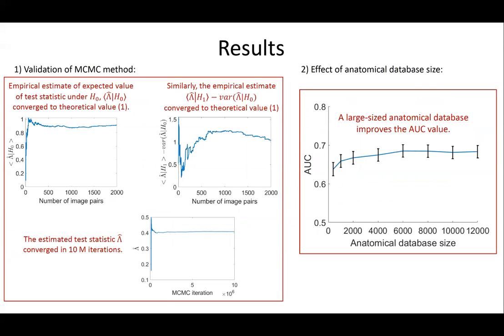We also checked the convergence of the test statistic for each projection data. We observed that within 10 million iterations, the value converged. We also analyzed the effect of anatomical database size on ideal observer performance. We observed that a large size anatomical database improves the AUC value.